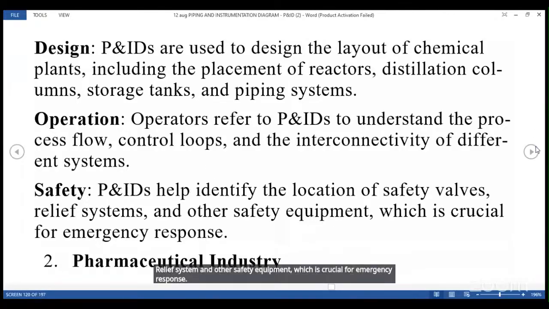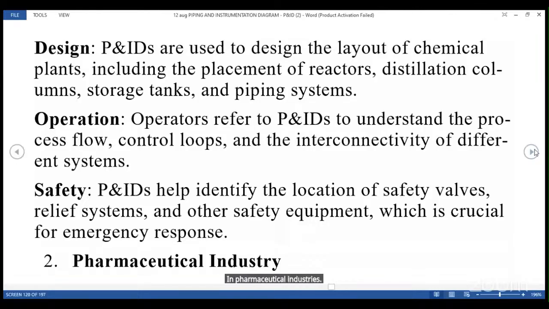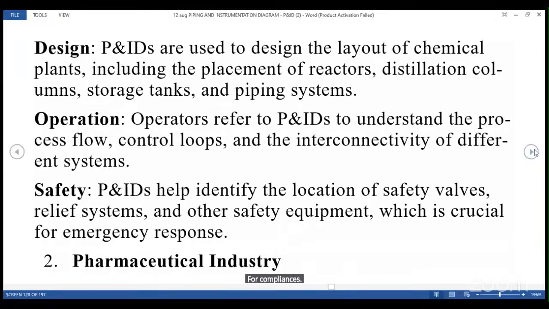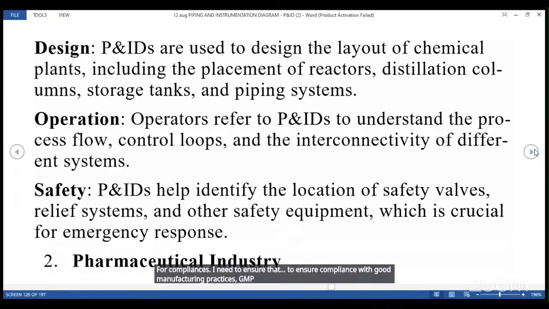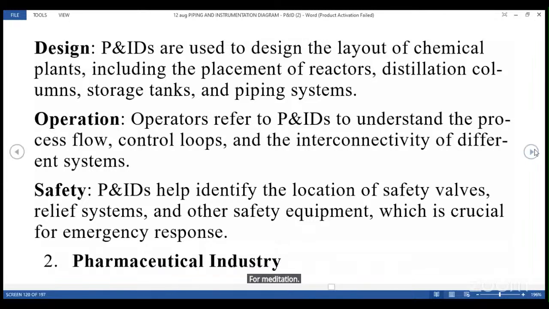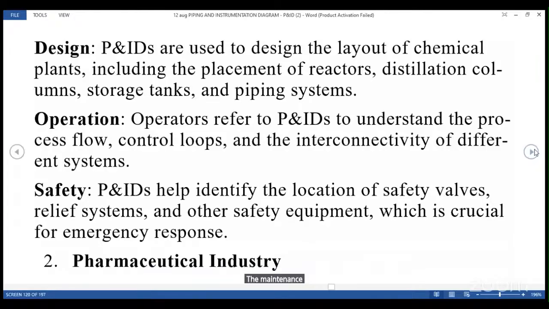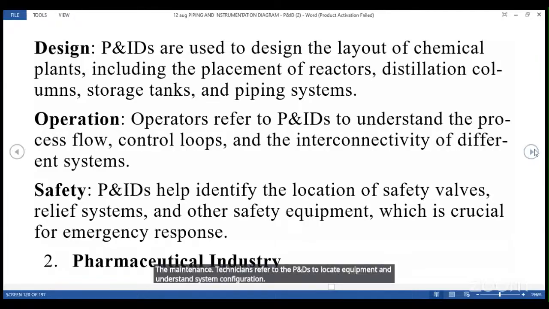Then in pharmaceutical industries, P&ID is also used, and this is how they use it. For compliance, they use P&ID to ensure compliance with good manufacturing practices, GMP, and other regulatory requirements in the pharmaceutical industry. For validation, P&IDs are used to validate the design and operation of pharmaceutical manufacturing processes. For maintenance, technicians refer to the P&IDs to locate equipment and understand system configuration during maintenance activities.